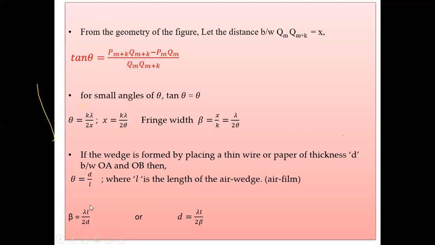From this expression, I want to find the thickness of the obstacle. It could be paper or thin wire, whatever it is, to find its thickness we can simplify this beta expression into D equals lambda L by 2 beta. Hence, we have derived an expression for the fringe width obtained in the interference pattern produced due to a monochromatic light at an air wedge.